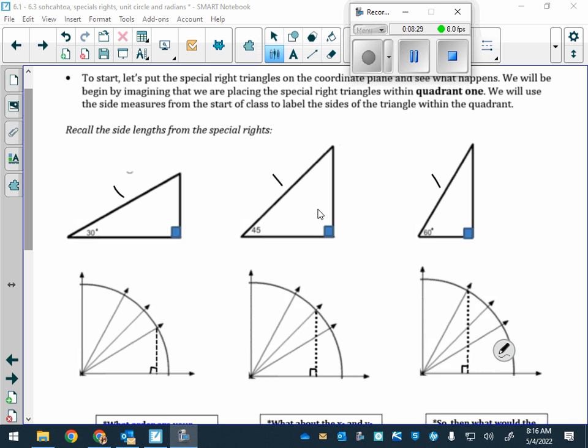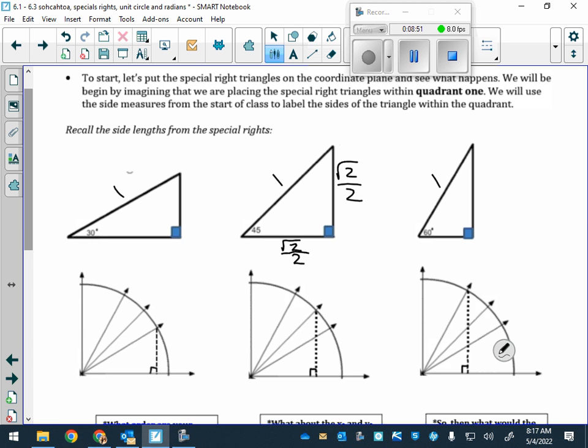Okay, the easiest triangle that we know both sides of is 45, 45, 90. Both sides that we just found are what? For 45, 45, 90. Yep. Good. So root 2 over 2, root 2 over 2.